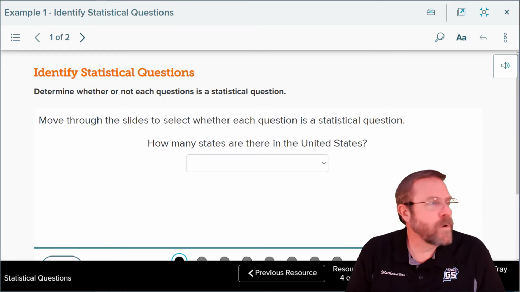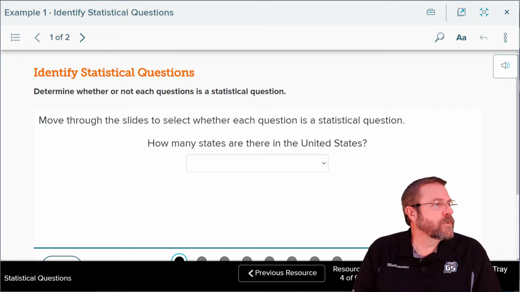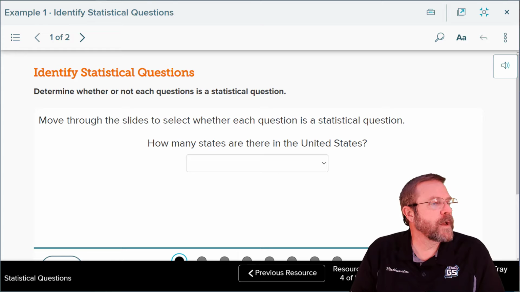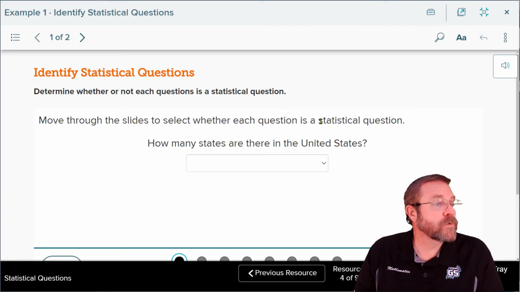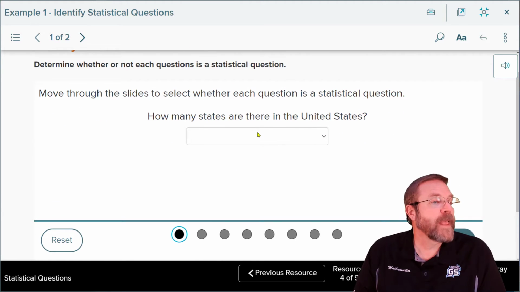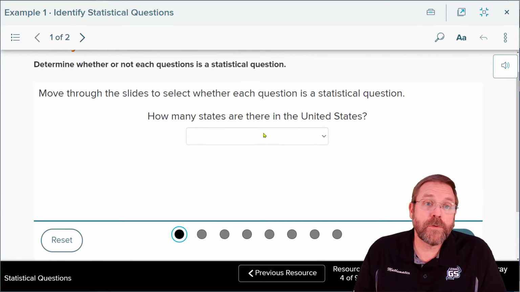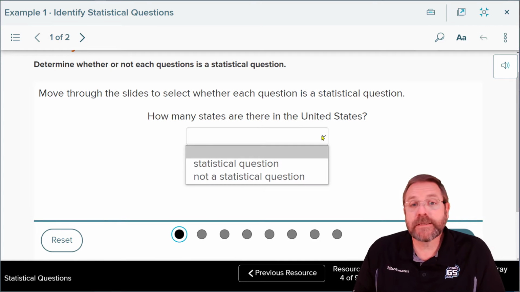For example 1, they're asking us to determine whether or not each question is going to be a statistical question, and it says to move through the slides and determine whether or not they are. First off, how many states are there in the United States? Is it statistical or not? There's 50 of them, always 50.